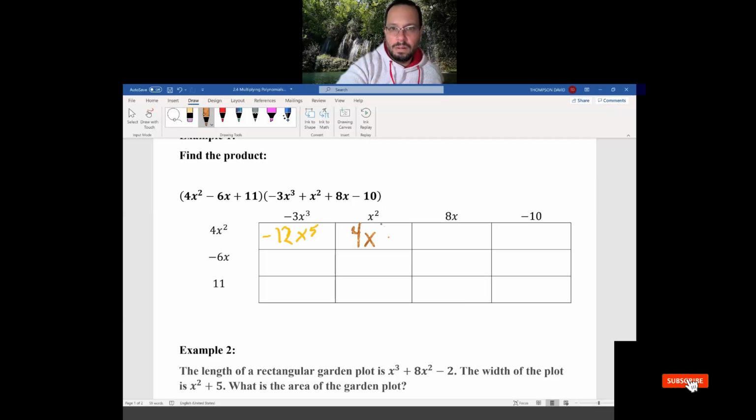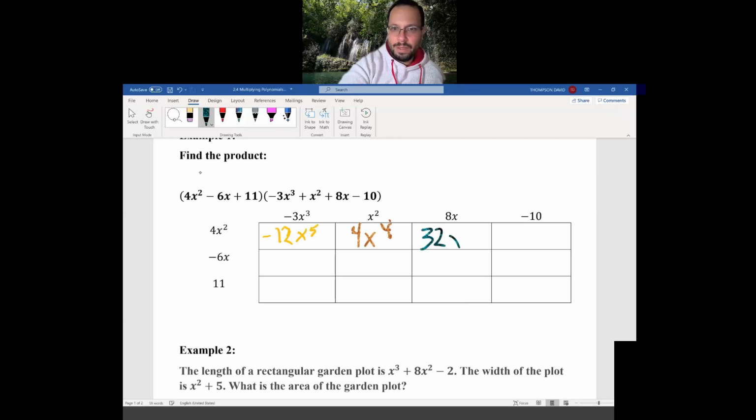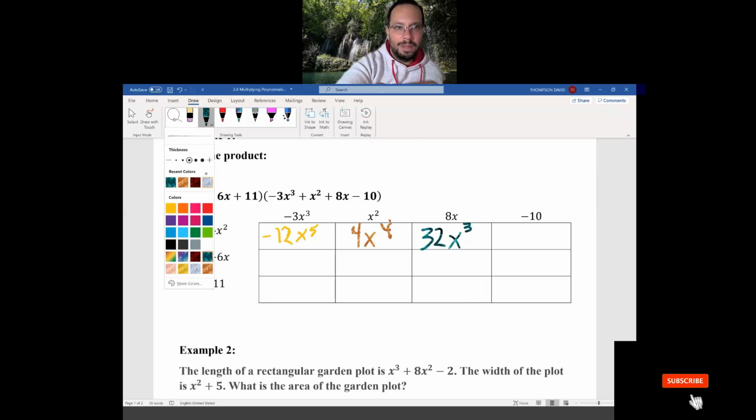That's 4x squared times 8x. That's going to give me 4 times 8, which is 32x cubed. We have 4x squared times negative 10. That's going to give me, this one is silver, negative 40x squared. Now let's work our next line.